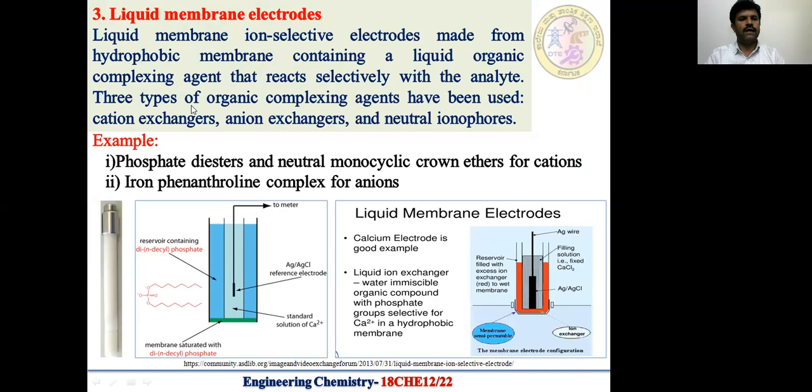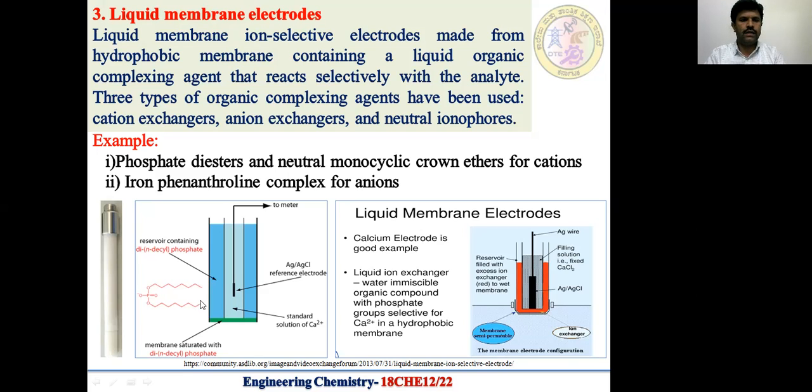Other type of ion selective electrode is liquid membrane electrodes. Liquid membrane ion selective electrodes made from hydrophobic membrane containing a liquid organic complexing agents. That complexing agents react selectively with the analyte ion.